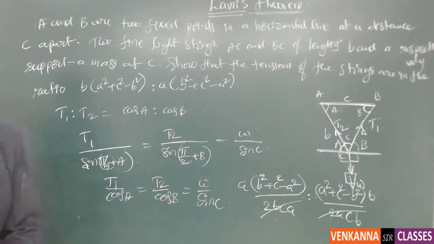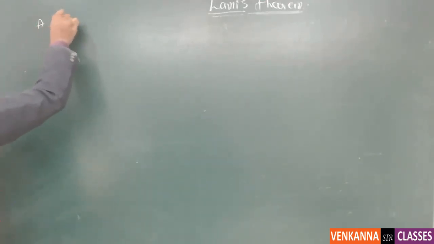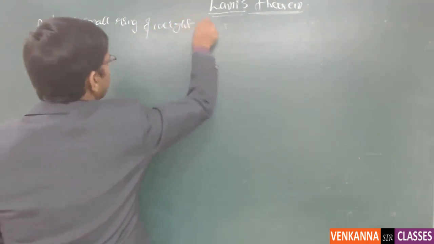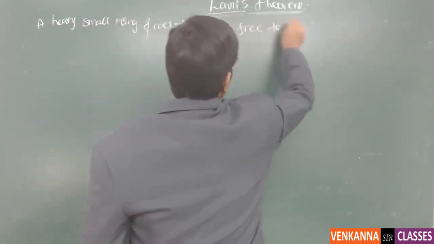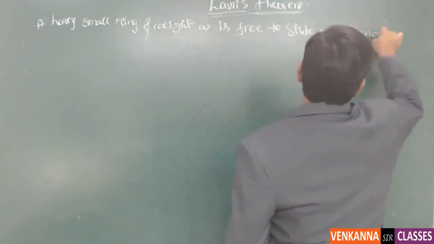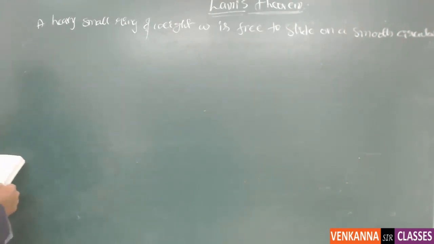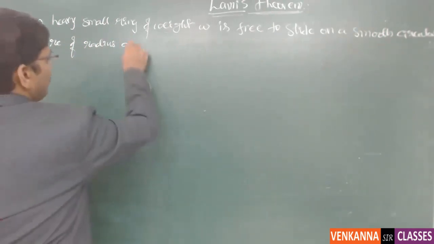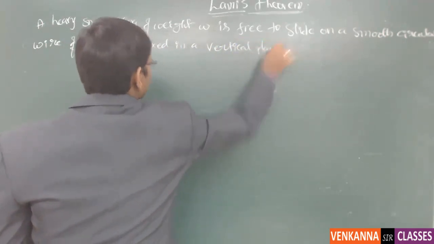Note down one more. A heavy small ring of weight W is free to slide on a smooth circular wire of radius A, fixed in a vertical plane.